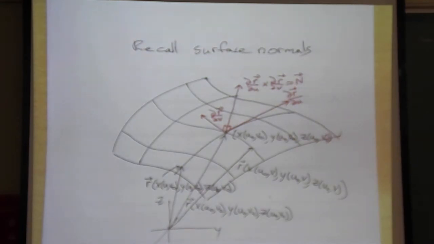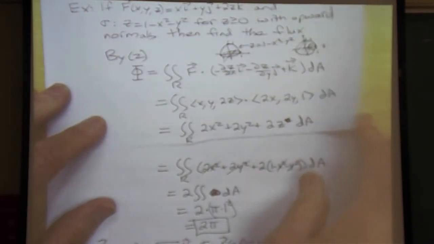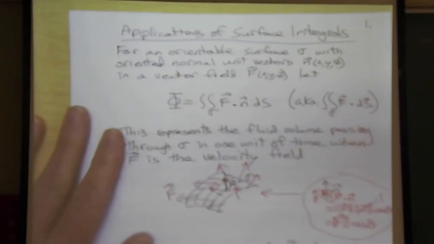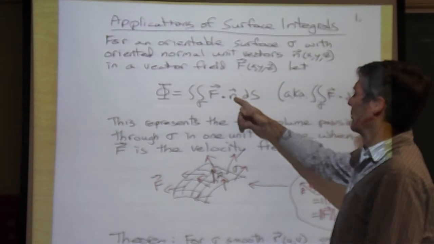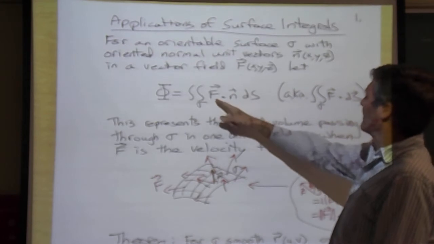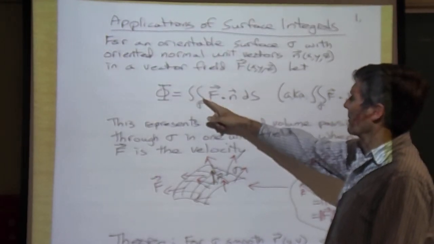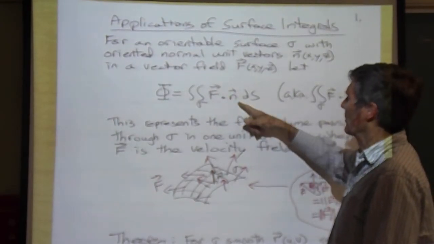Now, given that, we might be interested in computing the following quantity, called the flux. Given an orientable surface, so we can have a unit normal, capital N divided by its length, we can take the double integral of F, the vector field, dot the unit normal of the surface, dS.